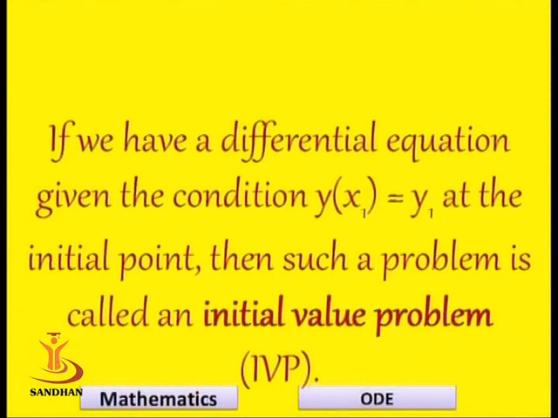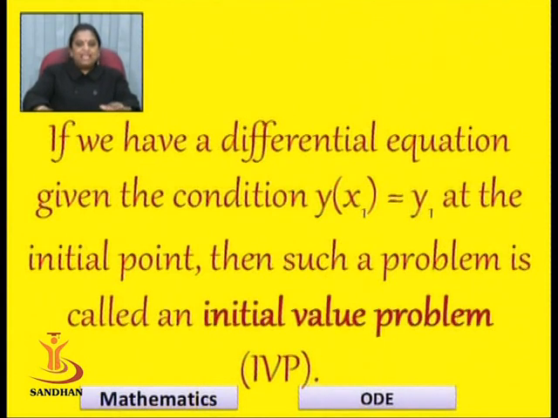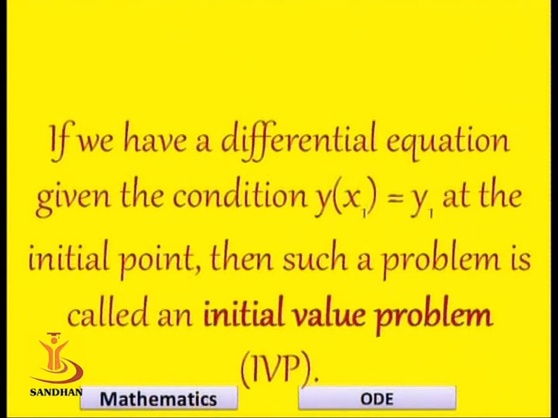If we have a differential equation, given the condition y of x1 is equal to y1 at the initial point. Now, what do we understand by an initial point? We are supposed to find the solution of the ordinary differential equation within an interval, say a to b. So, a is said to be the initial point of the interval and b is said to be the final point. If we have been given the value of the differential equation at the initial point, say x1, y1, that is, y of x1 equal to y1 is known to us, then such a problem is called an initial value problem, and in short we call it IVP.